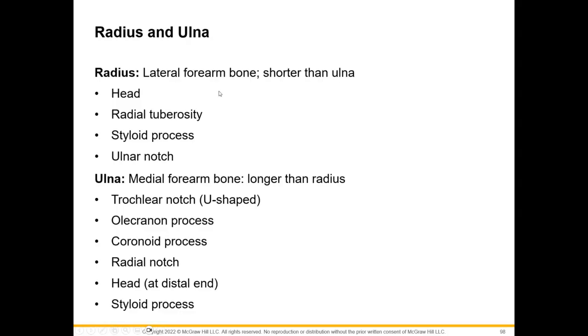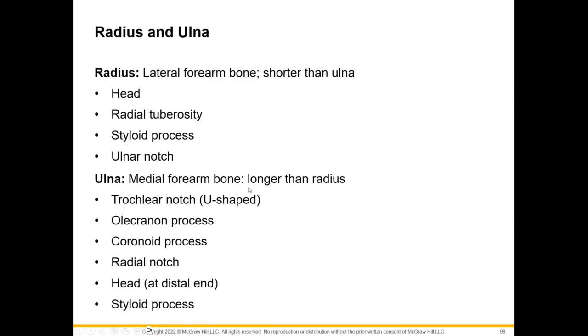Okay, the radius, that's a lateral forearm bone. It's shorter than the ulna. It has a head, a radial tuberosity, a styloid process, and an ulnar notch. The radius is on the thumb side, and there's a saying that's supposed to help you remember where it is: I cut my thumb off with a radial saw. Again, the thumb is on the radius side, or the radius is on the thumb side, I should say.